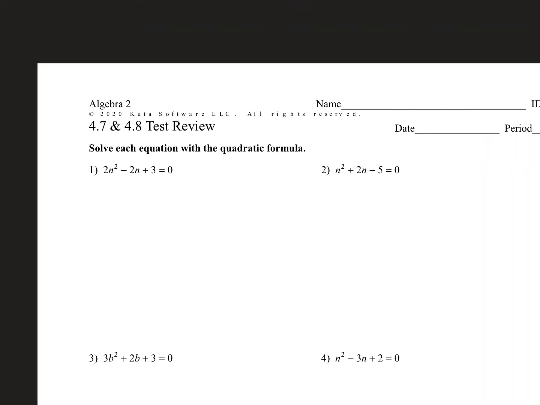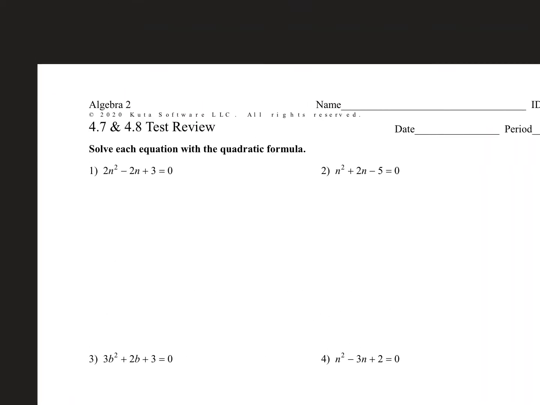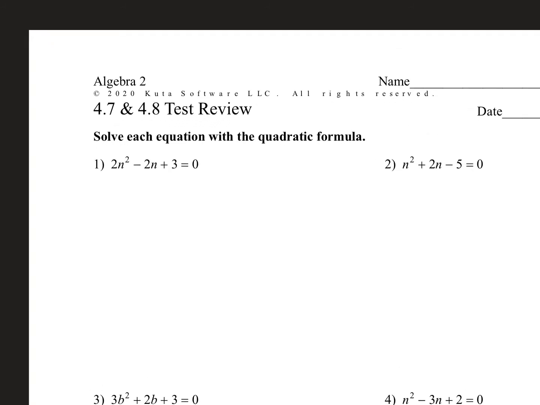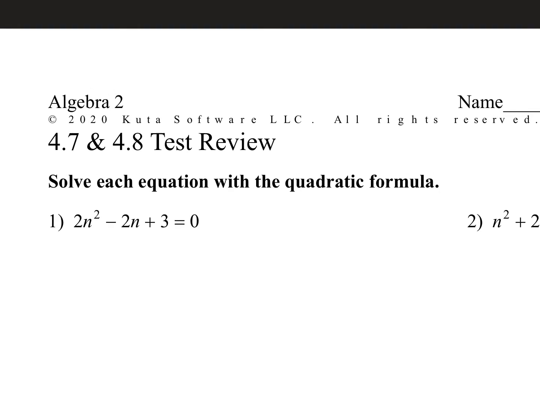All right, so our test is tomorrow. All the sections that are on the review is what's going to be on the test. So you won't have any completing the square questions. We'll start with the quadratic formula. So what's our quadratic formula?